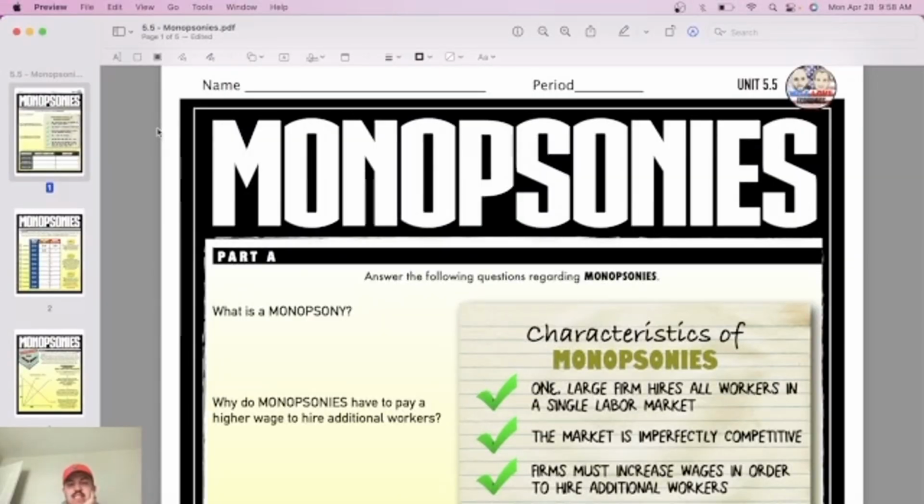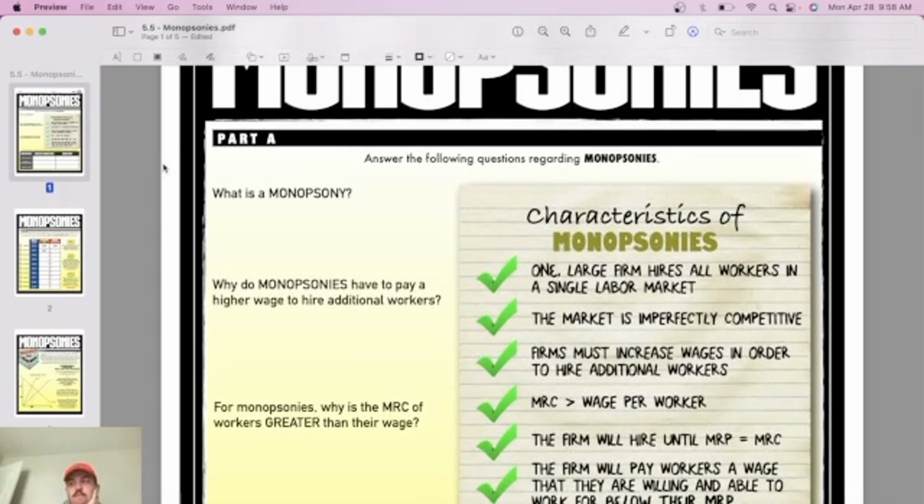Monopsony. A monopsony is an imperfectly competitive factor market where only a single firm buys inputs. Okay, one single firm hires all workers in a single labor market. Monopsonies have to pay a higher wage to hire additional workers. I already talked about that. They face an upward sloping supply curve because the firm already, I'm going to move this over here for you, because the firm already hires most of the workers in the market, it will have to pay a greater wage in order to attract the remaining workers. You have to pay a greater wage to attract the remaining workers in the market.